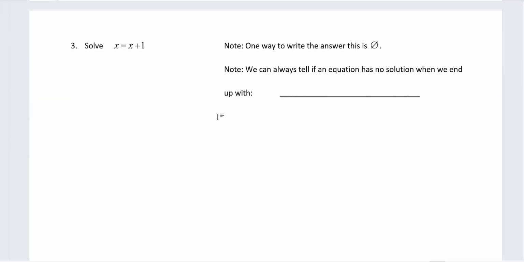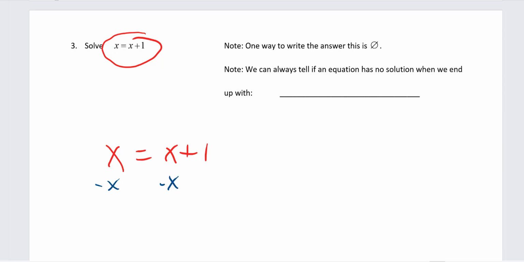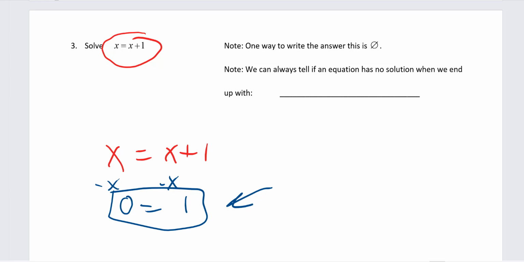Okay, let's go to the next one. We're going to solve the equation x equals x plus 1. Well, that's a one-step solution. I can subtract x from both sides. I end up with 1 equals 0. Now notice what happens here. I have an equation. There's no variable in there.